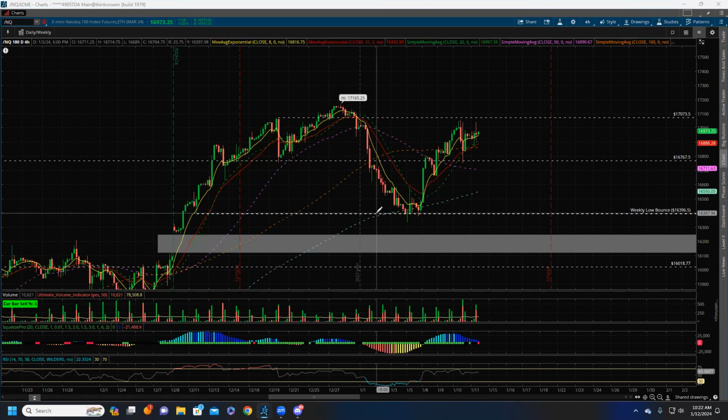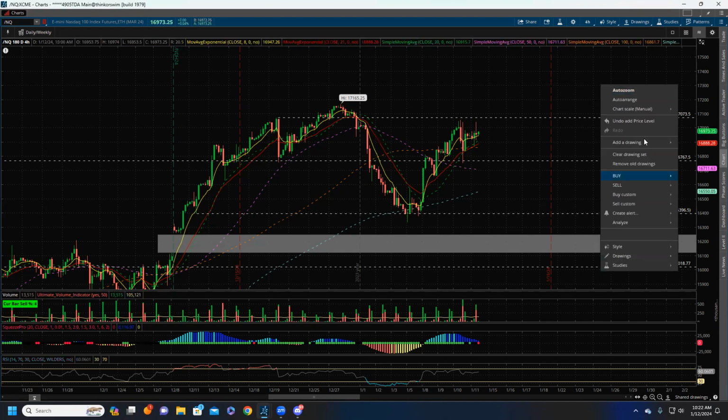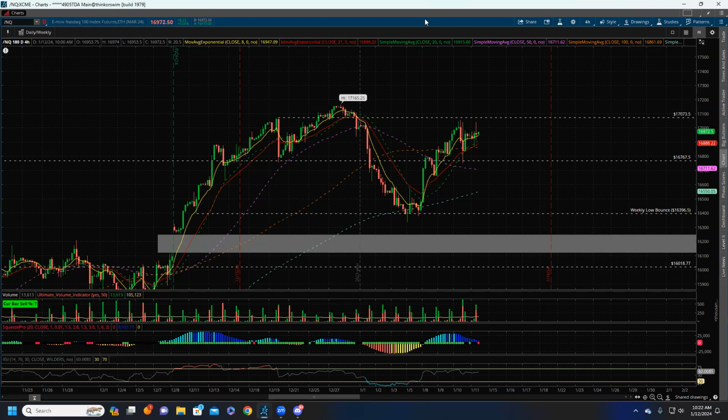Over the weekend, I challenge you guys to do this. I do this all the time. Clear the drawing set. I clear everything and I go back and rechart it. So now look, now we've got this very nice drawing set.